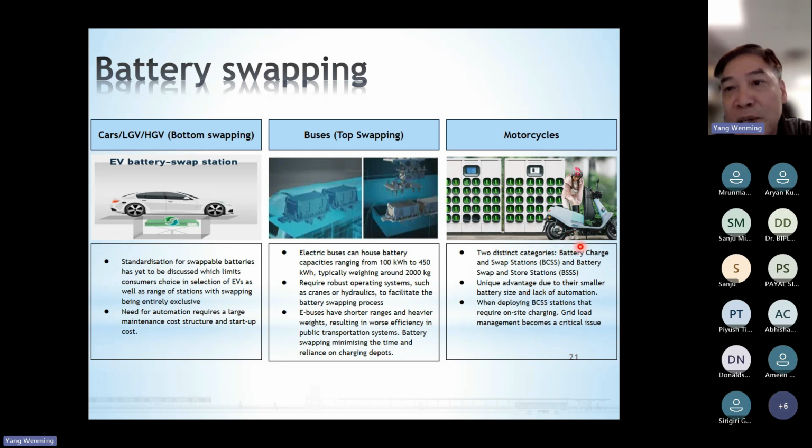So the last one is the motorcycle. For a motorcycle it is easier, because the battery system is very small in size and very easy to change. The customer can do it by himself or herself. So this one is the easiest one.